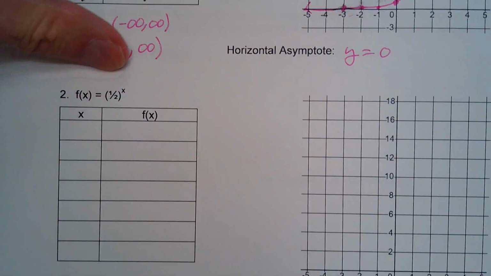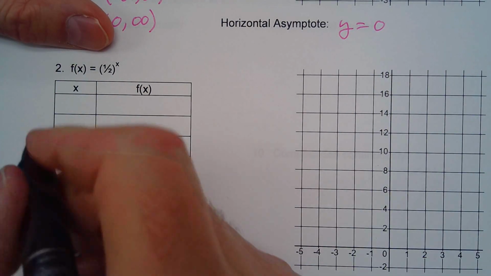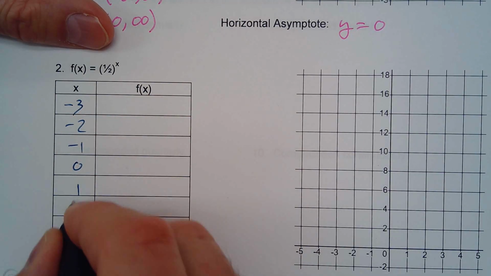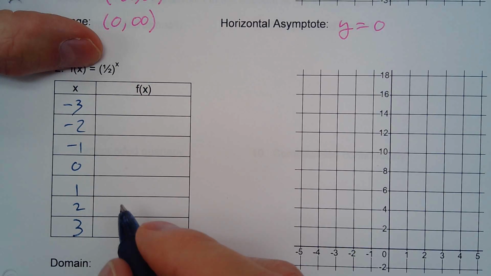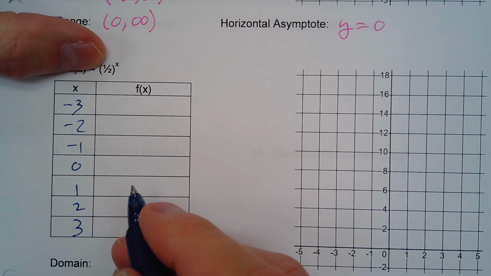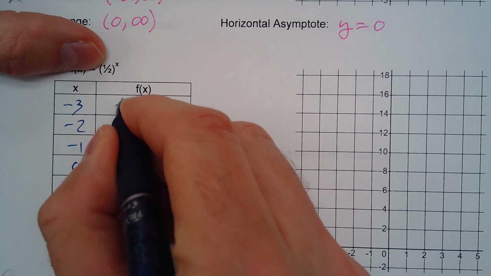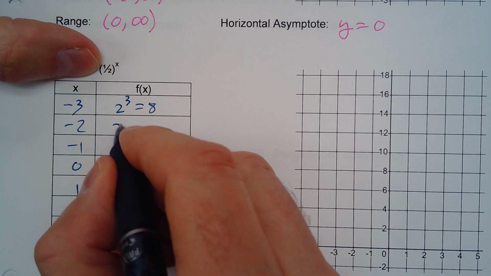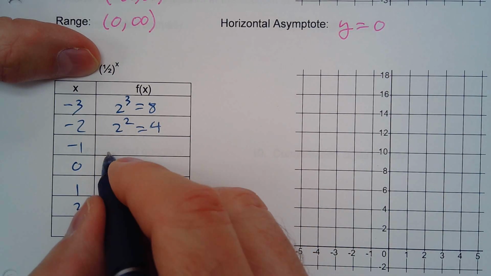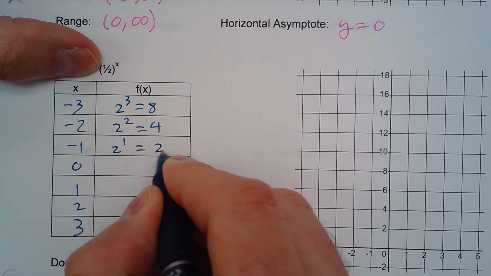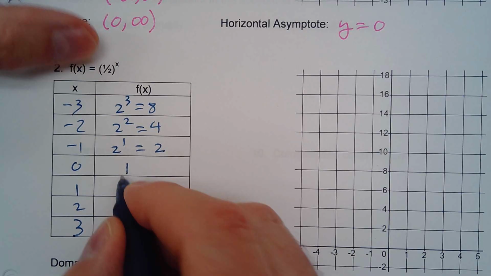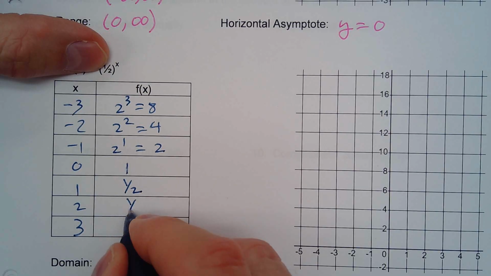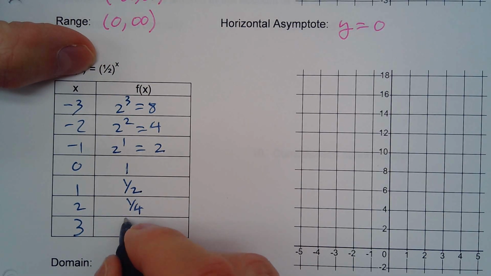Now the same exercise. So again, I'm going to do -3, -2, -1, 0, 1, 2, and 3. If I raise a half to the -3, I flip it. That gives me 2 to the third, which is 8. That gives me 2 squared, which is 4. That gives me 2 to the first, which is 2. That's always going to be 1. That'll be 1/2. Half squared is 1/4. Half cubed is 1/8.